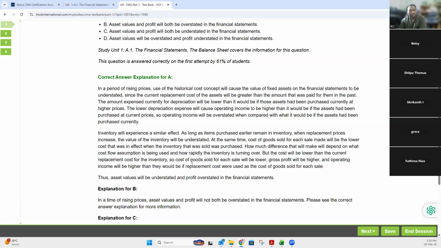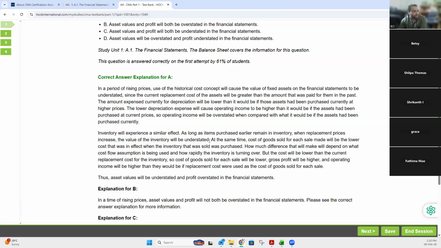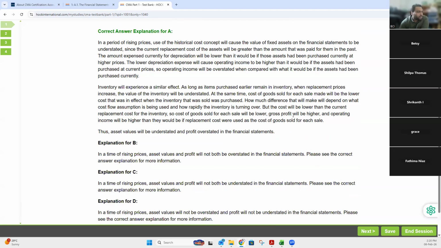So that is why, even when you get the correct answer, inventory will experience a similar effect. As long as items purchased earlier remain in inventory, when replacement prices increase, the value of the inventory will be understated. So what I said was also true. But at the same time, cost of goods sold for each sale made will be lower, because of the cost at which the inventory that was sold was purchased. How much difference that will make will depend on what cost flow assumption is being used, and how rapidly the inventory is turning over.